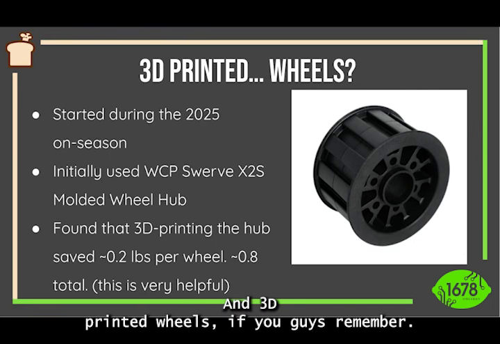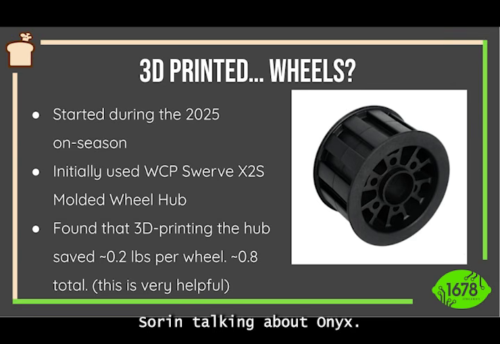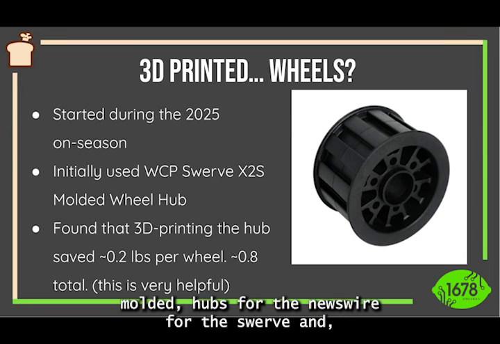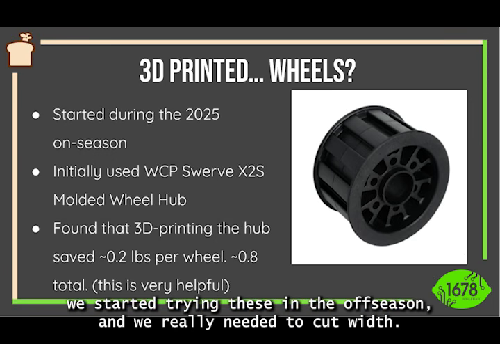Okay, and 3D printed wheels. If you remember, we started talking about Onyx, that's something we use to print. These are the WCP injection molded hubs for the new Swerve, the Swerve XS. And we started trying these in the on-season, and we really needed to cut weight.